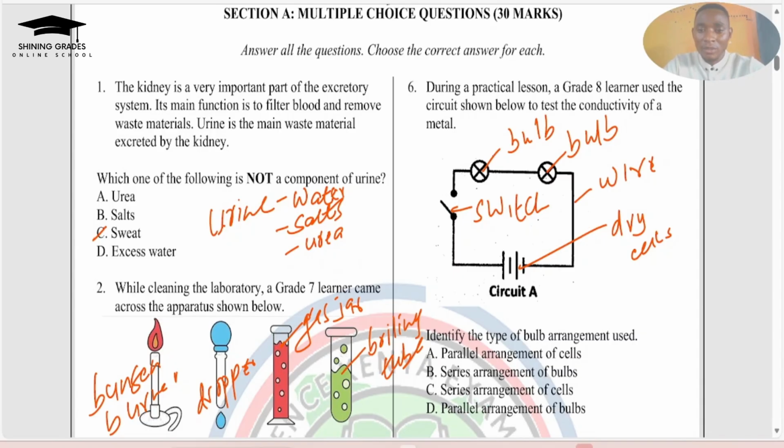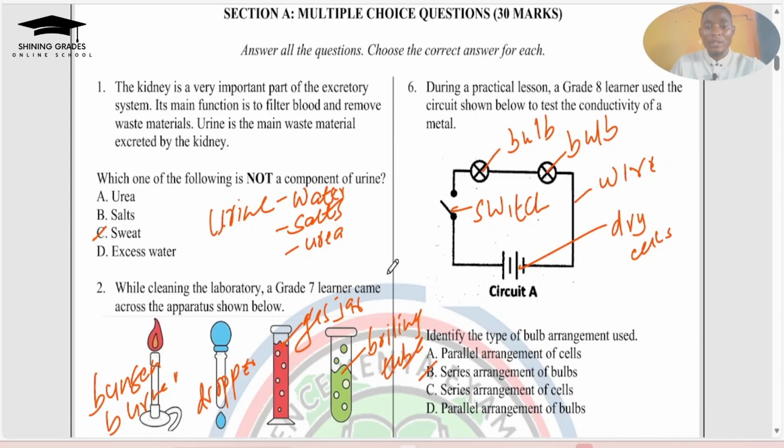So you can see we have a bulb connected to another bulb in such a way that if I switch off one of them, the other bulb will also go off. So the type of arrangement for these bulbs is what we call a series arrangement of bulbs. The opposite is parallel, whereby when one bulb is switched off, the other bulbs remain on. So the correct answer is B.